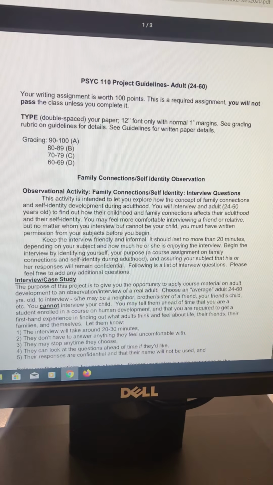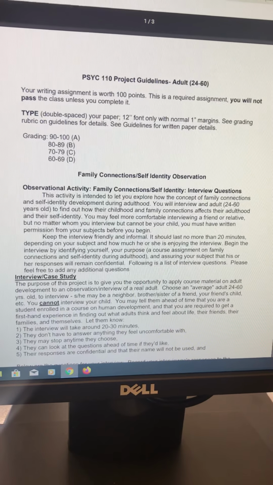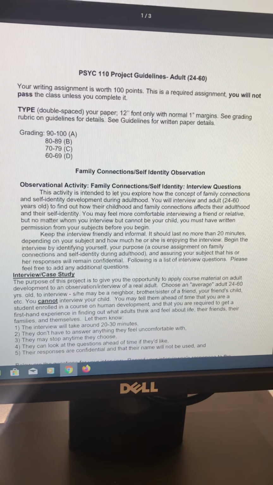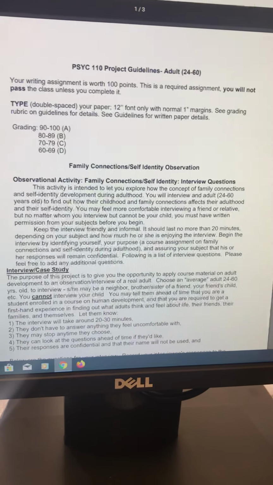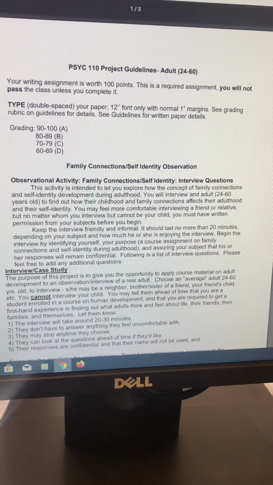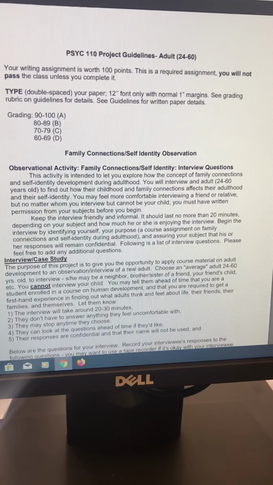I wanted to go over the options for the observational assignment for the adults and the later adults. Please note it's the same questions for the adults and the later adults, it just depends on the age you're picking. So you can basically pick anyone 24 on up to answer these questions. I'm just going to stay on this page to help us get the flow going.